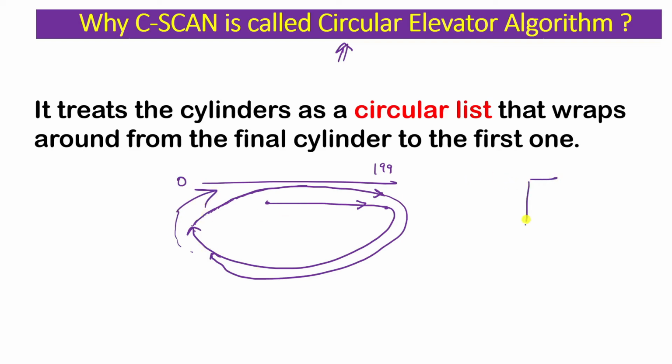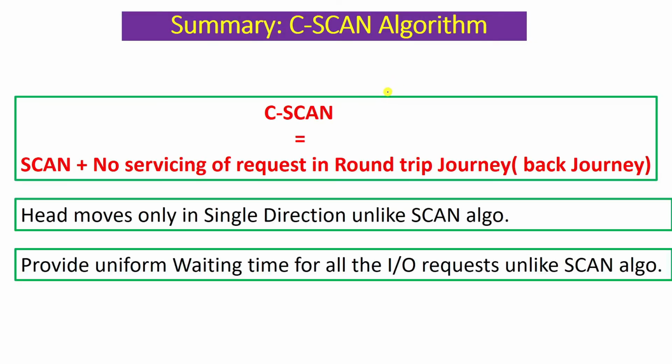As we have seen in our LRU, we were treating the allocated frame numbers, that array, as a circular list. We were filling this frame, then this frame, then this, and after that we moved here and filled this. So we are going in a modulus-like manner, again and again in a circular manner. Due to this property, the C-scan algorithm is called the circular elevator algorithm. So this was all about our C-scan algorithm.